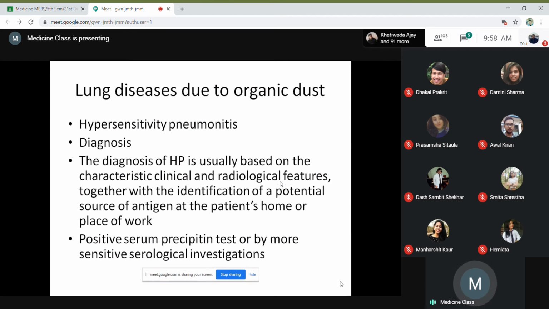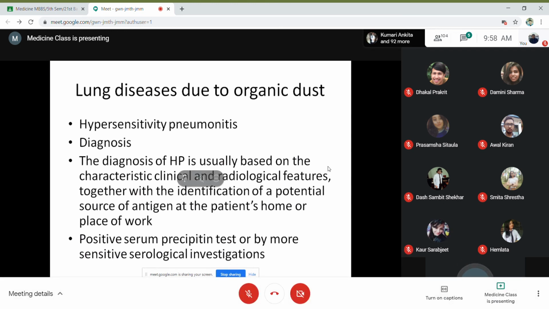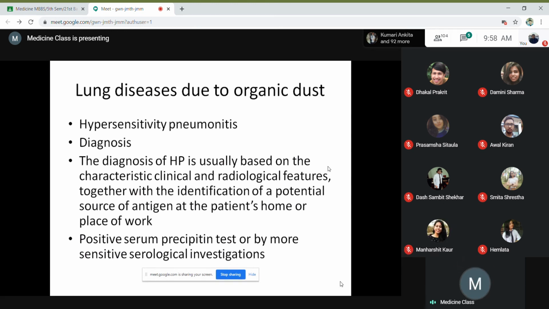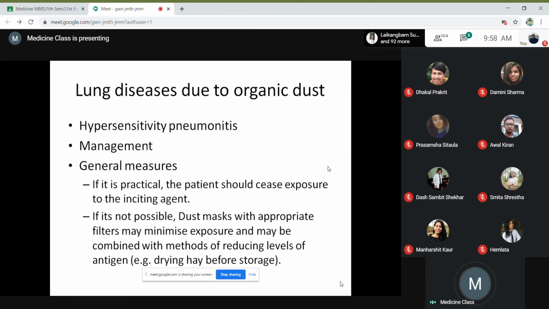Similarly, a serum precipitin test may be done if we are thinking of these hypersensitivity reactions. It will be positive in a patient who has antibody-antigen complexes. So precipitin tests can also be done.